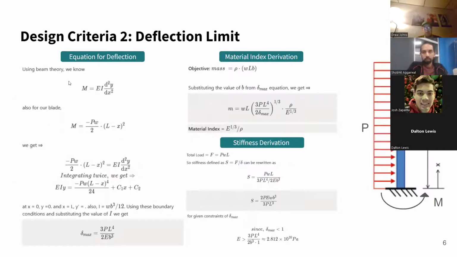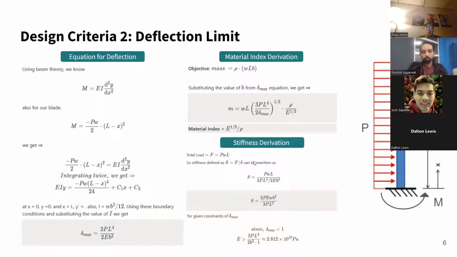Doing this, we can quickly perform our translation from beam theory, and then inputting our boundary conditions, we can derive a deflection limit at the very end of the beam, at the point furthest away from the blade base. Rearranging this equation in terms of B, and then plugging into our objective function, we can separate the material index for maximization as being the Young's modulus to the 1/3 over rho.